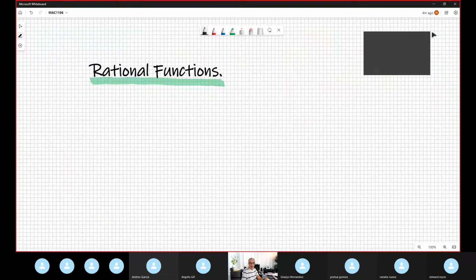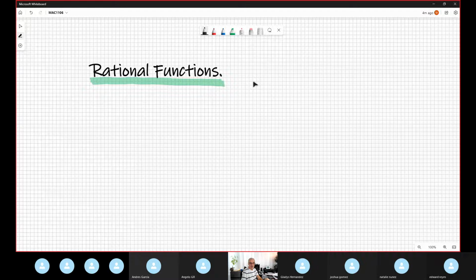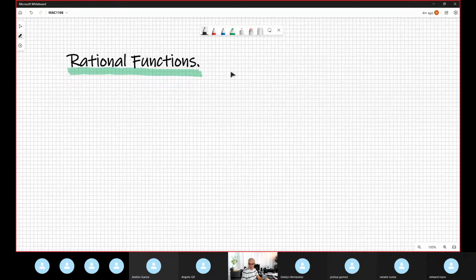Now, let me share the whiteboard. The topic we are discussing now is called rational function. We studied polynomial functions first, now rational. Okay, are you ready to pay attention? Ready, everyone? This is a little bit more complicated, right? Okay, what is the rational function definition? Definition first.